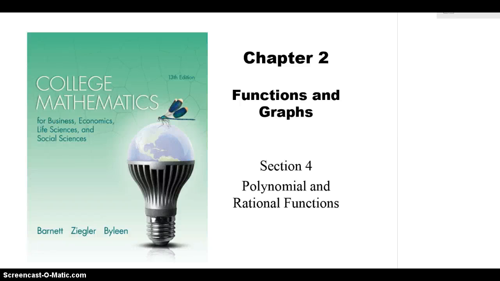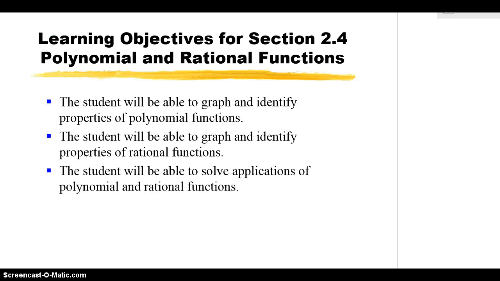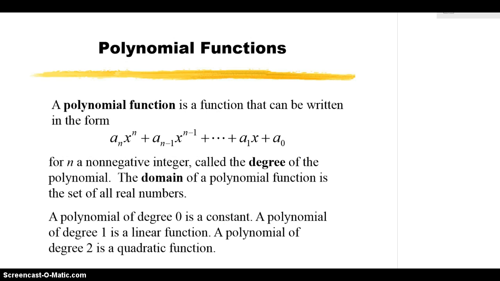Okay, we're in Chapter 2, Section 4 of Barnett, and we're looking at polynomial and rational functions. Several objectives for this section. The first one will be to graph and identify properties of polynomial functions. So that's what we'll work on first.